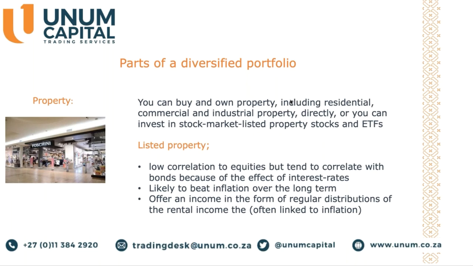Property. Now, you can buy and own property, like residential, commercial, and industrial property, or you can invest in listed property or ETFs, exchange-traded funds. Okay. Listed property is like a hybrid between bonds and equities. They have a low correlation to equities, but they tend to correlate with bonds because they also get affected by interest rates. So when interest rates go lower and lower and lower, people start liking property because you can borrow more to buy more.